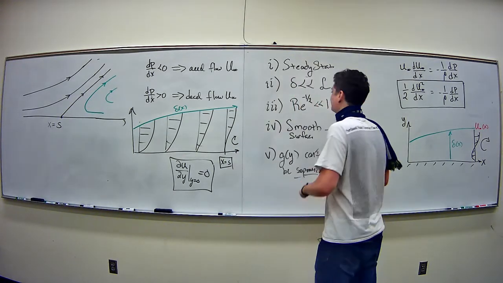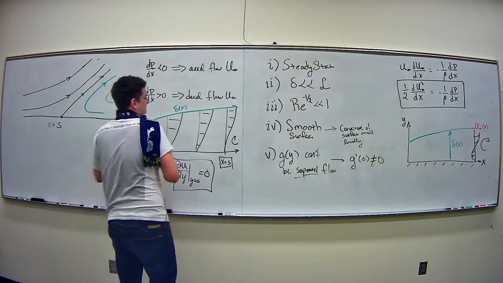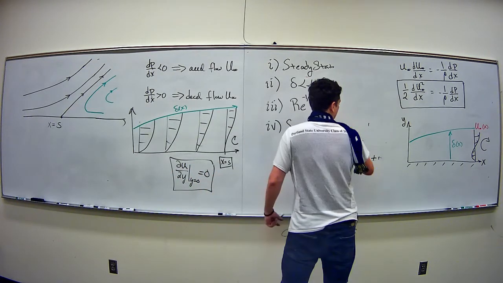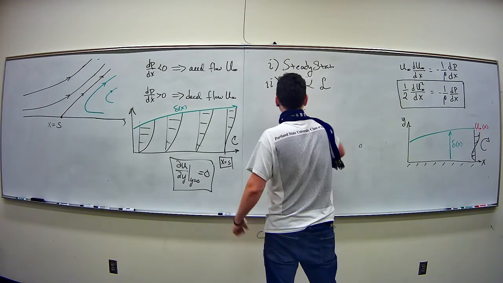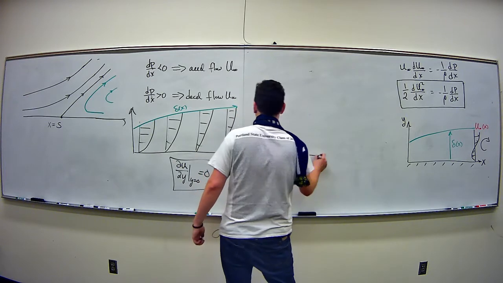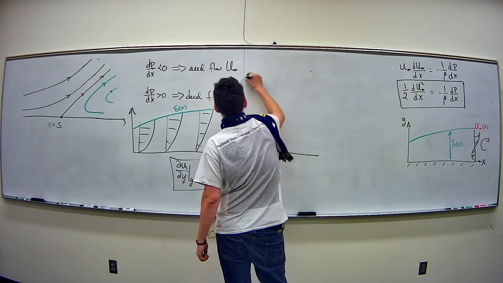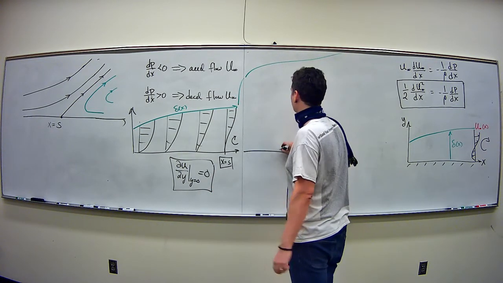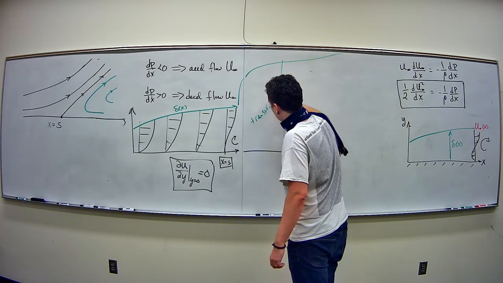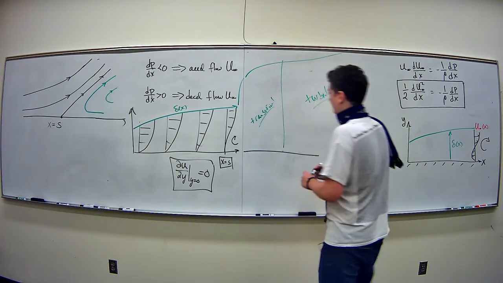In fact, what happens at the point after separation is you get a massive jump. Taking this a little further down, after the point of separation you just get this discontinuous jump and then it moves into a turbulent boundary layer. This is called transition. Turbulent flow past there.